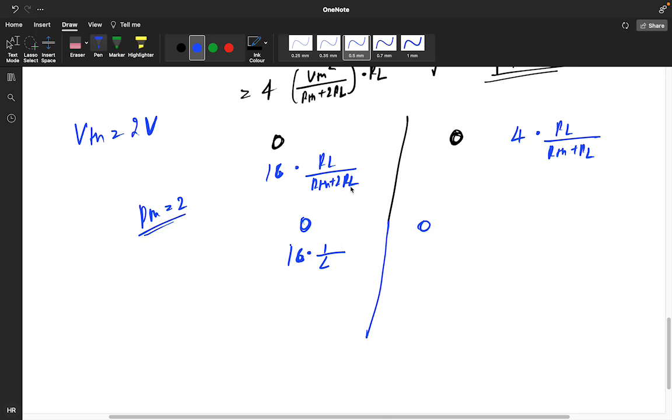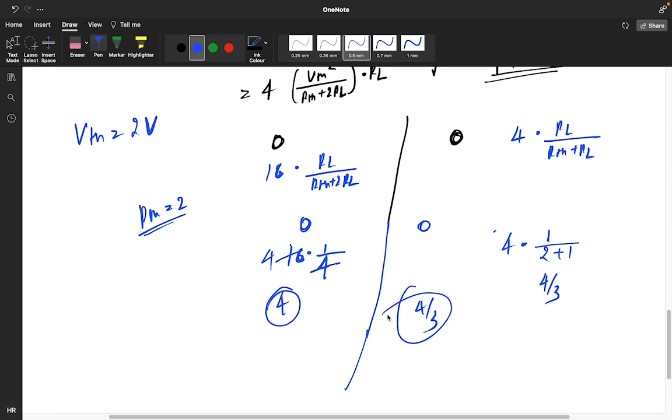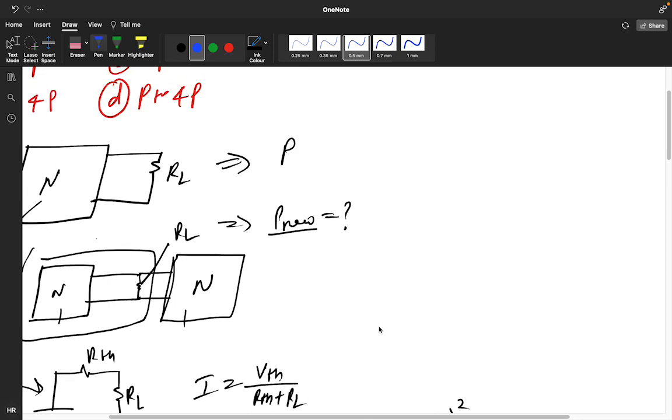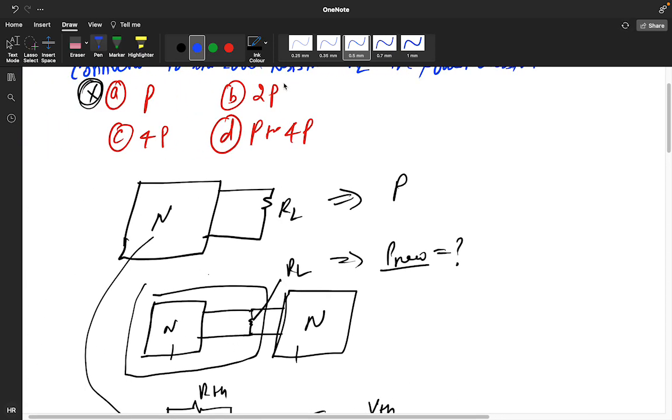RL value you are taking 1, and RTH value, so 16 by 4 is coming. And here how much it will come? 4 into RL value you assumed 1 divided by RTH value was 2 plus 1, so 4 by 3. Here 4, here 4, so it's 4 by 3. So your value is not fixed, that's why we cannot select P, 2P, 4P. The value will fluctuate from P to 4P.